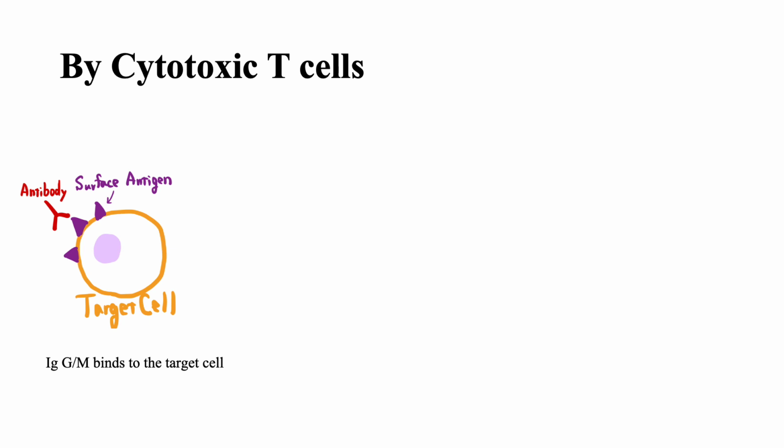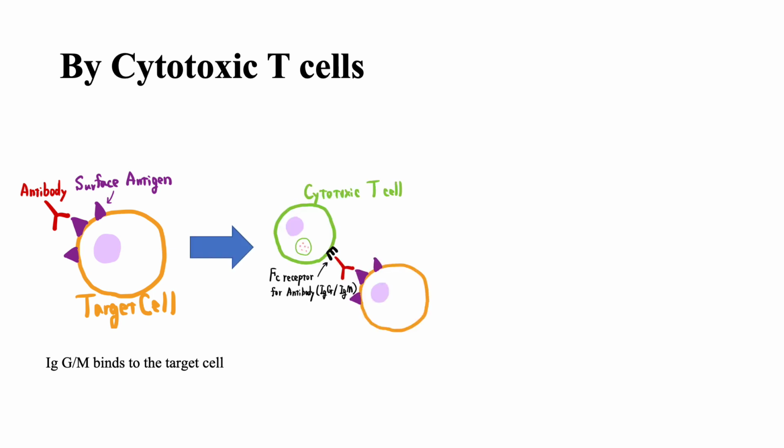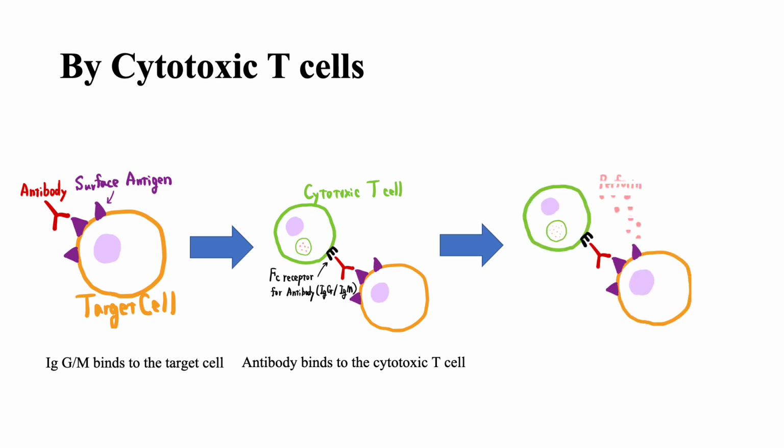Next, the pathway that activates cytotoxic T cells is described as follows. 1. IgG or IgM binds to the target cell. 2. Antibody binds to the cytotoxic T cell that has a receptor corresponding to the Fc portion of the antibodies. 3. The cytotoxic T cells release perforin and destroy the target cell.